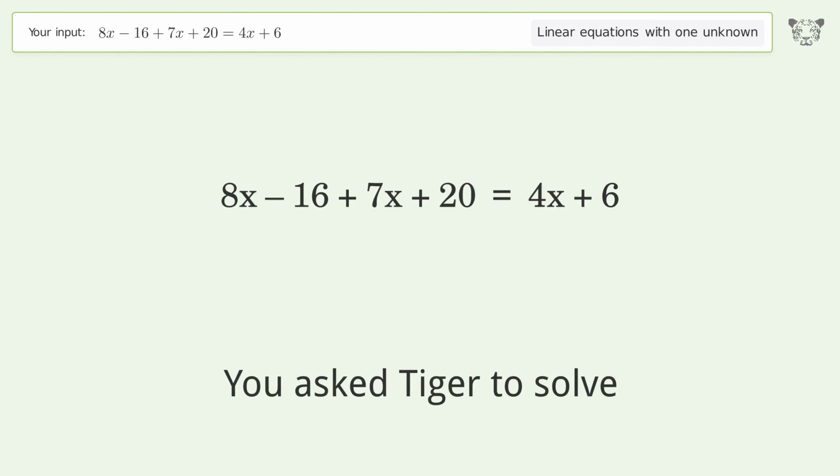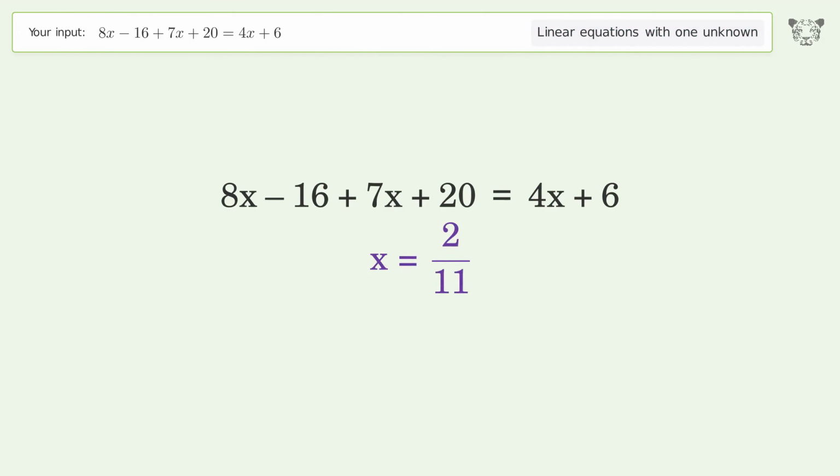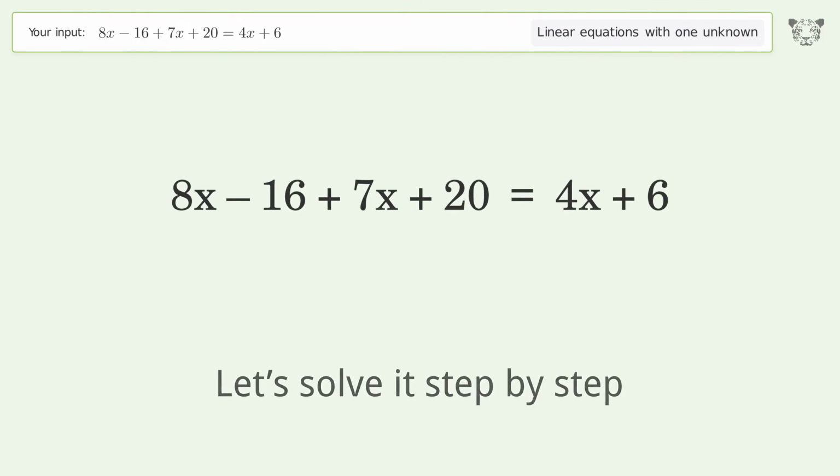You ask Tiger to solve this. This deals with linear equations with one unknown. The final result is x equals 2/11. Let's solve it step by step.